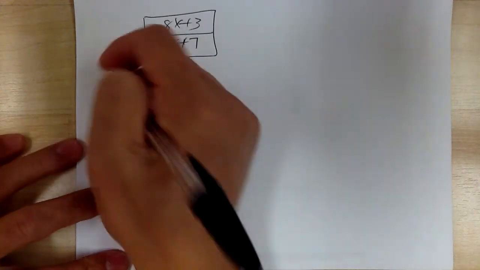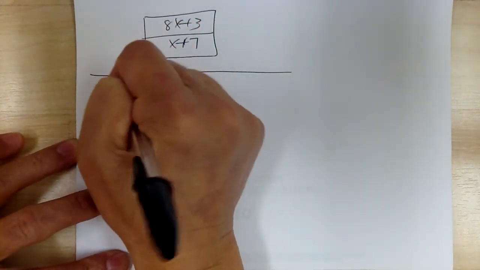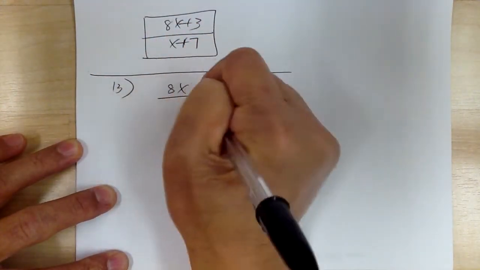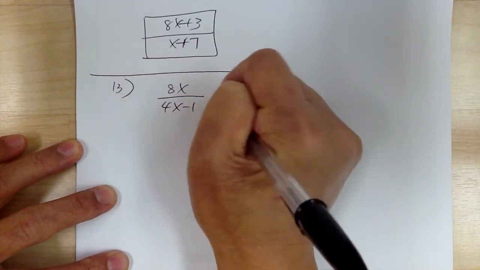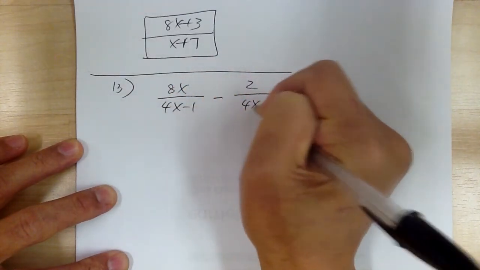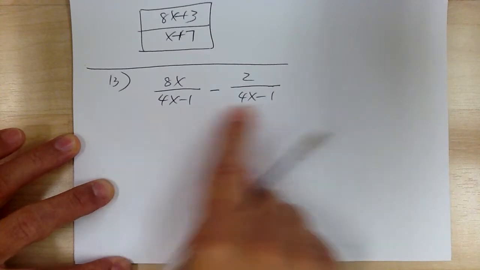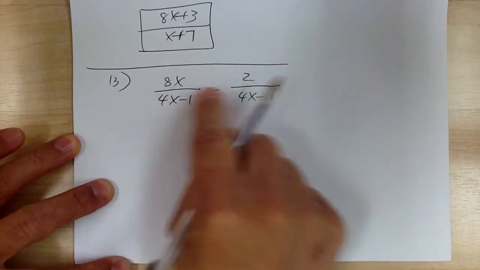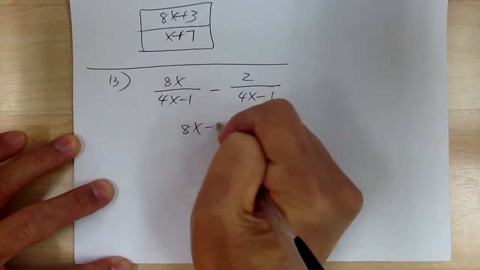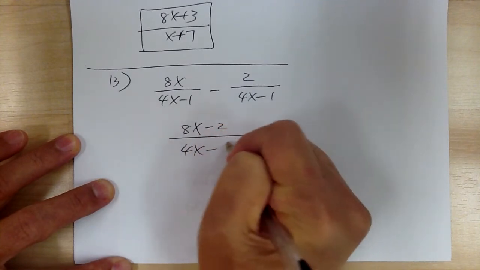Okay, let's go to number 13. You have ax over 4x minus 1 minus 2 over 4x minus 1. So you can check common denominator, yes, so you're good. So you can go and subtract. So you got ax minus 2 over 4x minus 1.